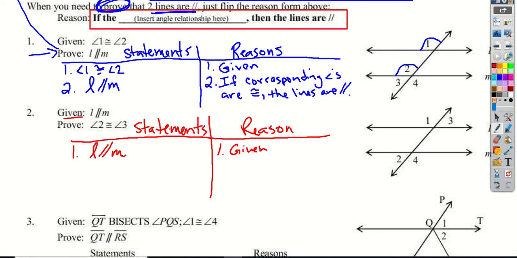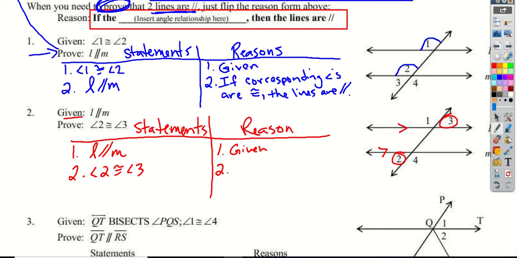We're trying to show, so we know that this is congruent to this. We're trying to show that angle 2 is equal to angle 3. So how are those two angles related? Those are alternate exterior angles. And since we already know the lines are parallel because we just stated it in number 1, now we can show that angle 2 is congruent to angle 3.